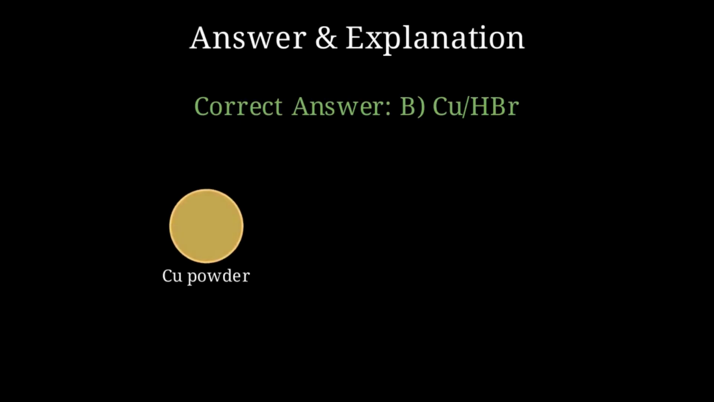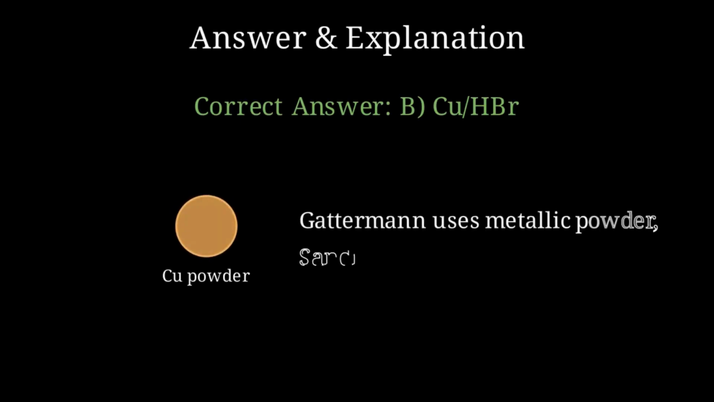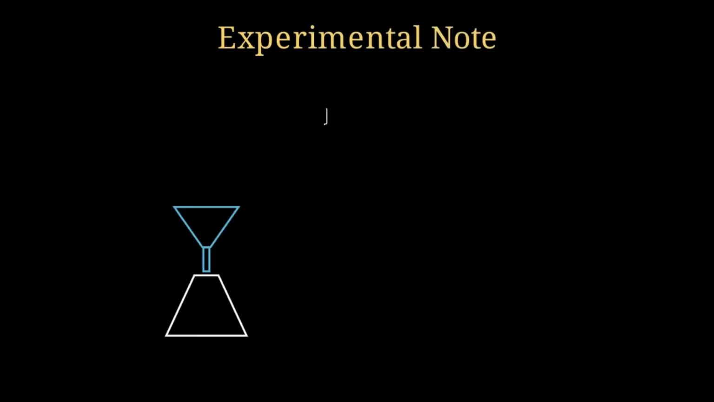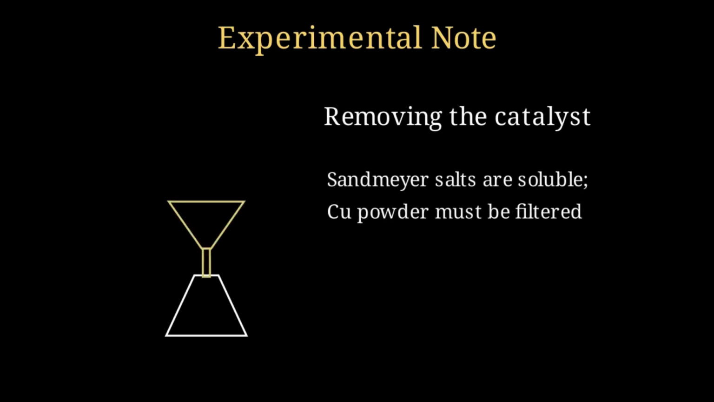Gattermann reactions always utilize freshly prepared copper powder in the presence of the corresponding halogen acid, whereas option A would be the Sandmeyer condition. From a practical standpoint, the Gattermann reaction requires the filtration of solid copper powder at the end, while Sandmeyer catalysts are often easier to handle in solution, further contributing to its popularity.